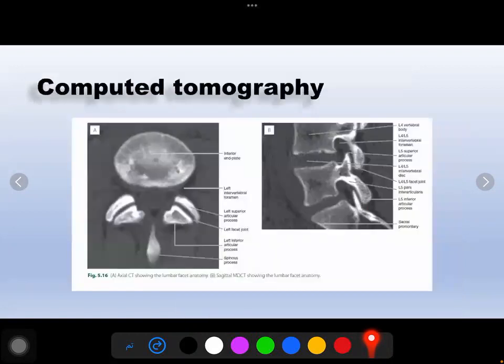By CT scan, this is the vertebral body, this is the facet joint, and this is the spinous process. And this is the site of the left intervertebral foramen for passage of the spinal nerve root. This is the axial view, showing the vertebral body. This is the intervertebral disc space, and this is the facet joint.